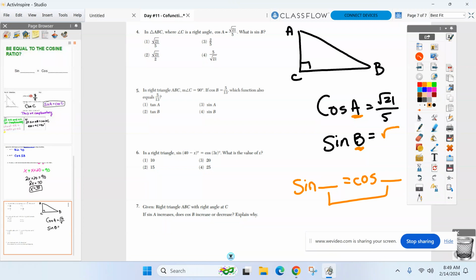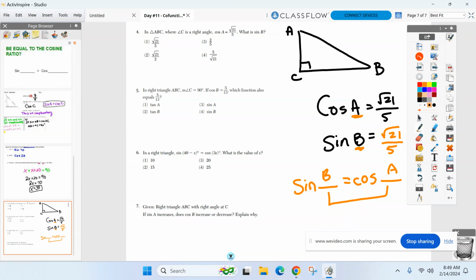So is the sine of B. Hey, you ready? What do I know about B and A in this diagram? Does everyone understand why they add to 90? There's 90 degrees left. So that means the sine of one angle equals the cosine of the other one. I already know cosine of A is radical 21 over 5. So what else equals radical 21 over 5? The sine of the other angle, B.